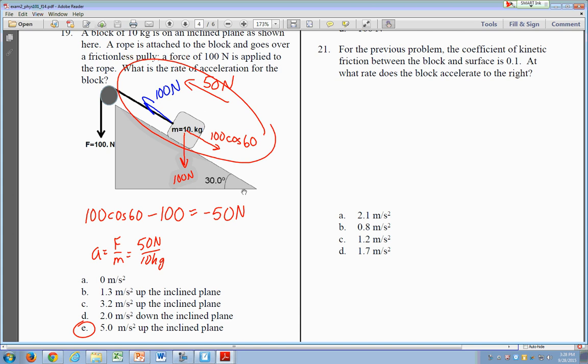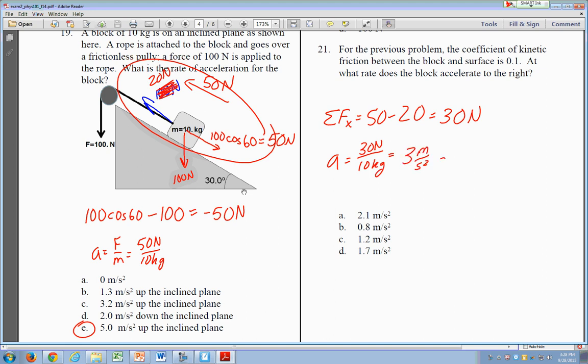What happens if it was the opposite around? Because that's the common one, but what happens if... Well, we can do it, just change it not to 100 newtons, but let's say that this force was 20 newtons. And then that force is not enough to overcome the weight because this component is equal to 50 newtons. And so my net force in the x direction is going to be 50 minus 20, which will be 30 newtons. And then my acceleration would just be 30 newtons over 10 kilograms, or 3 meters per second squared down the inclined plane.